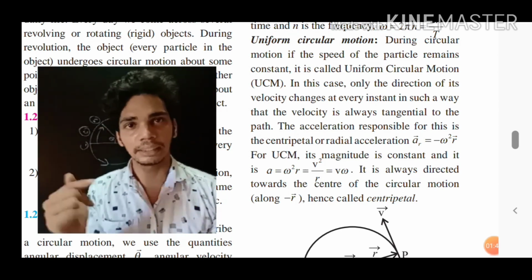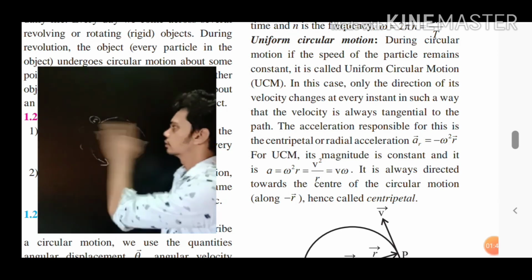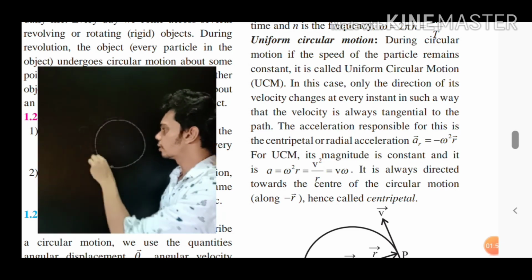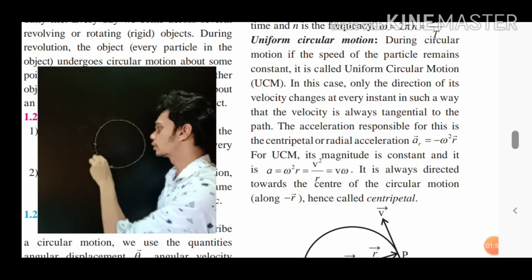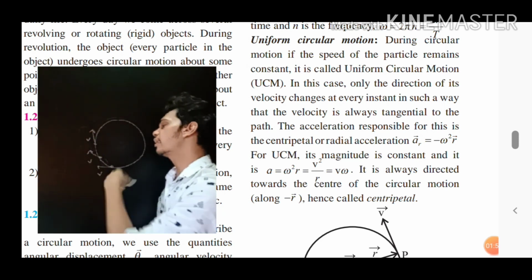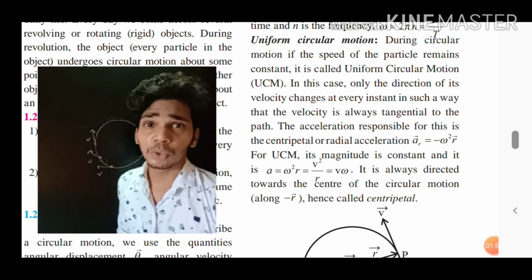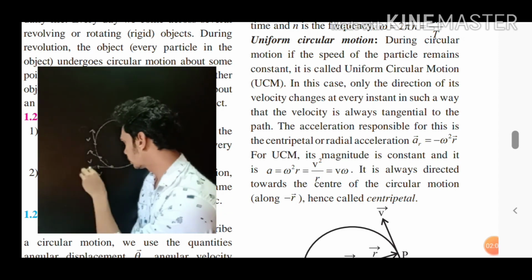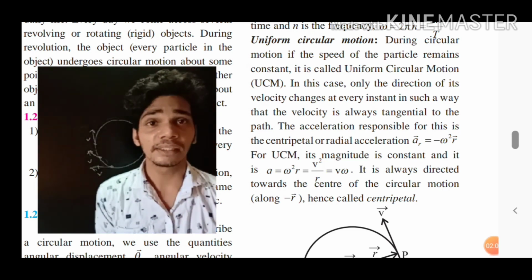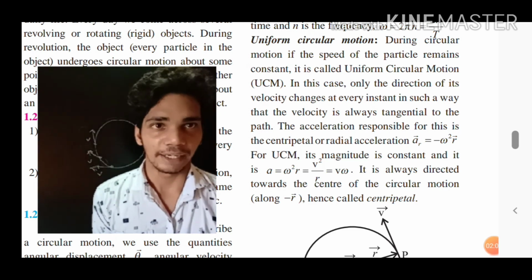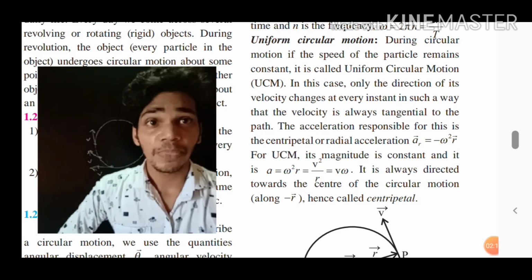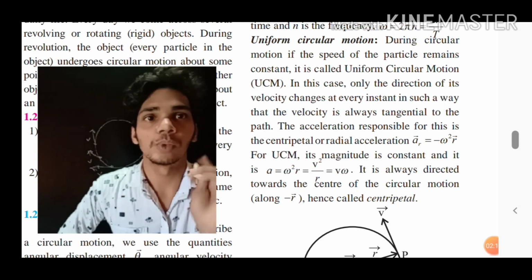We have also seen this. Suppose I'm showing the diagram like this: the object is moving from here to here, from here to here, and it shows a change in the direction of the velocity. At every instant it is changing, but it shows one characteristic: at any instant it shows the tangential direction. So in this case, only the direction of the velocity changes at every instant, in such a way that velocity is always tangential. We have to understand that.